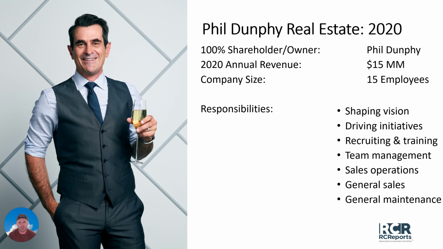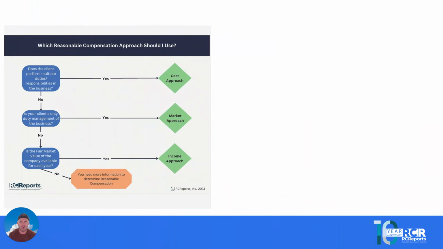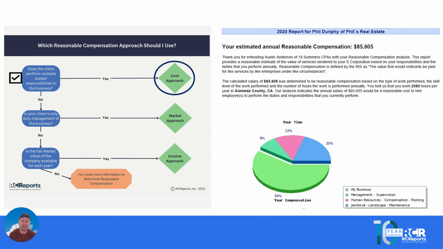If you remember from last week's RC Bytes, we talked about how to determine whether or not to use the cost approach, market approach, or income approach. We used this decision tree to decide that. Let's do this here again today by quickly asking ourselves whether or not Phil does multiple things within the company. As you recall from the last slide, he does. So the cost approach is the correct method for us to use. So we enter his duties into RC reports, and here is his reasonable compensation report calculated.